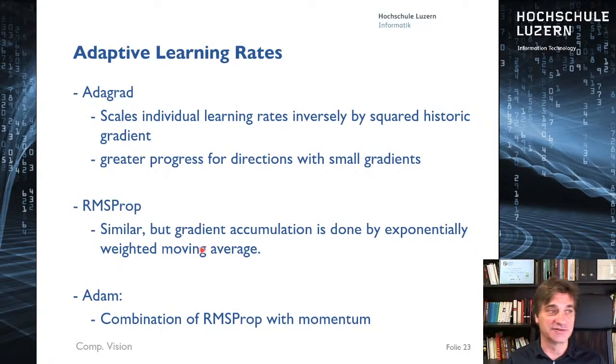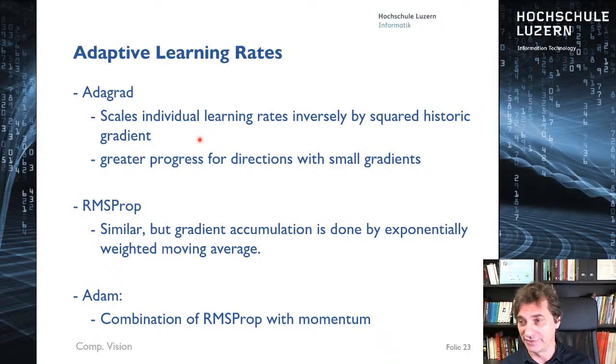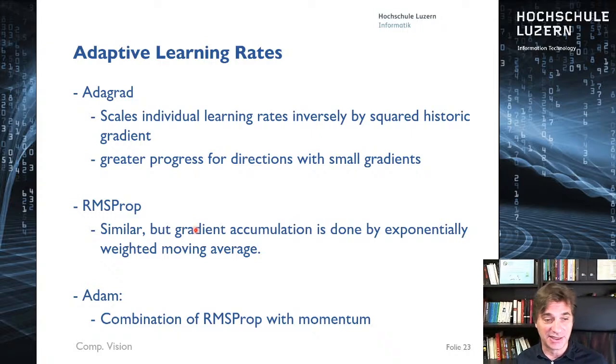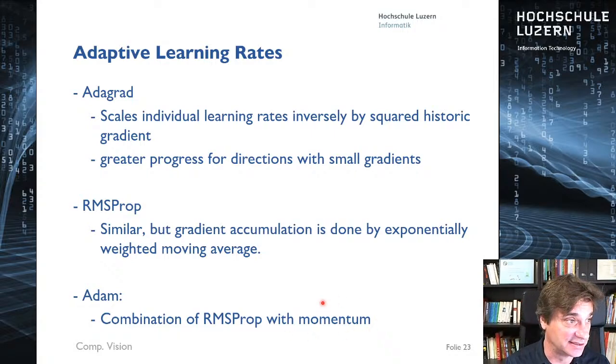Another possibility is adaptive learning rates. So you have an optimization algorithm that learns how to adapt the learning rate itself, which can help a lot and can make it quite a bit faster. There are different methods. One is AdaGrad, which scales the learning rates by looking at the gradients that happened before. If the gradient is small, it will not change much, and it will give greater progress in the directions where you have small gradients. RMSProp is quite similar, but the update is done a little bit more smoothly by exponentially weighting the moving average. And another well-known method is Adam, which combines this adaptive learning rate with the momentum from the last slide.